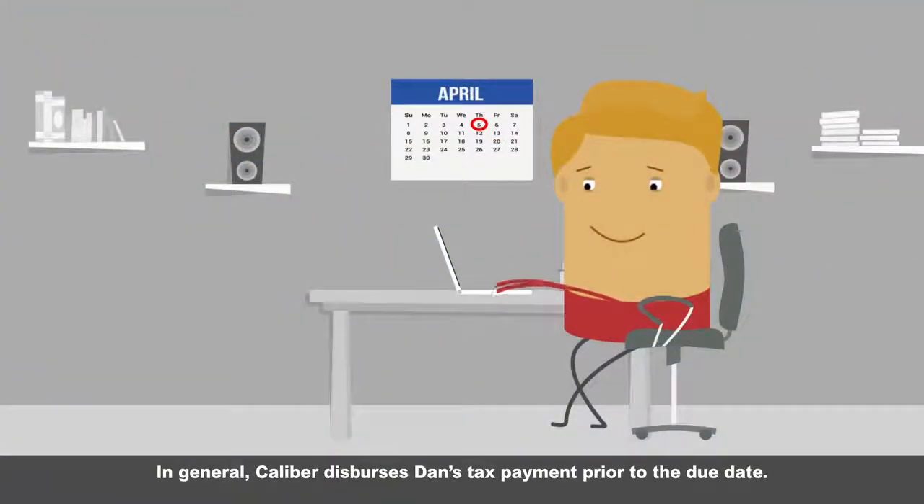In general, Caliber disperses Dan's tax payment prior to the due date. The due dates Caliber uses are selected to provide borrowers with the greatest discount possible.